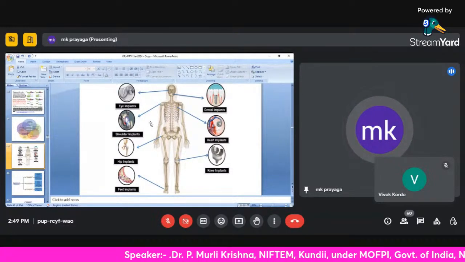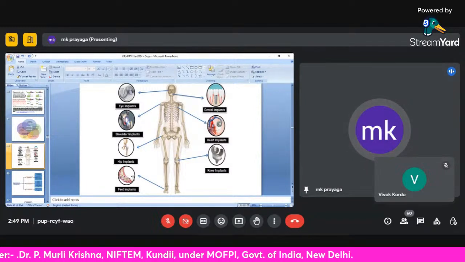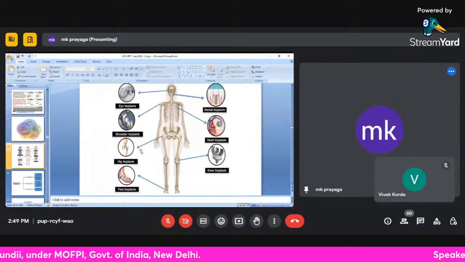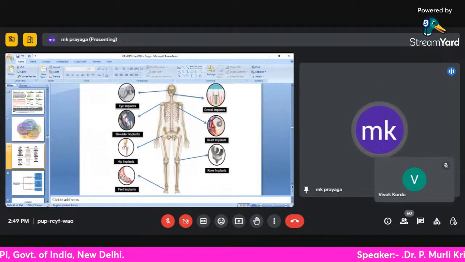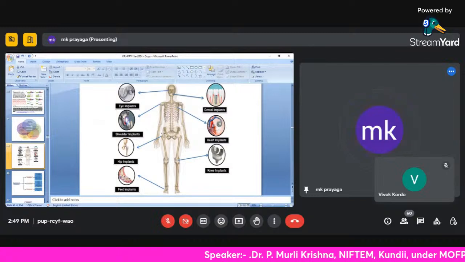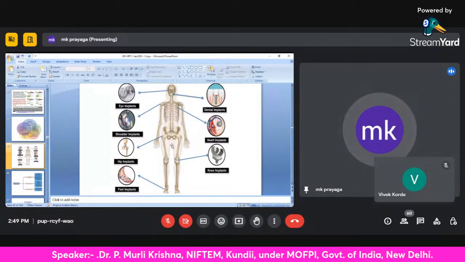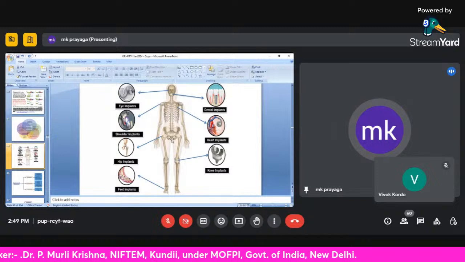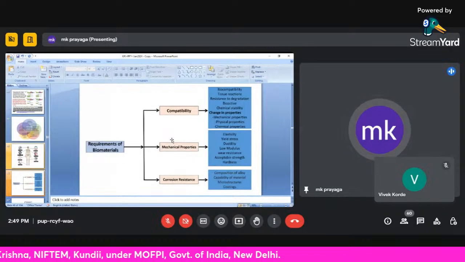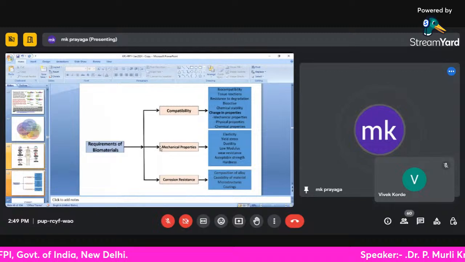Nowadays people require eye implantation, shoulder implantation, hip implantation, different medical and dental implantations, heart implantation. So in India, there is a huge scope. Even the government of India is encouraging self-sustainability for these biomedical devices. So those who are interested can take up these biomaterials as a research work.